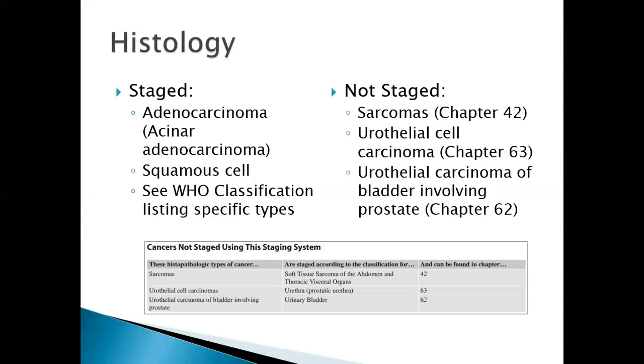So always double check to make sure that the histology you have for your case is listed for the chapter that you're using. And if it's not, it usually tells you exactly what chapter you do need to go to for that type of histology. Because some things are staged by site, but then there are some things, not as many, but some, that are staged by the type of histology the tumor is.